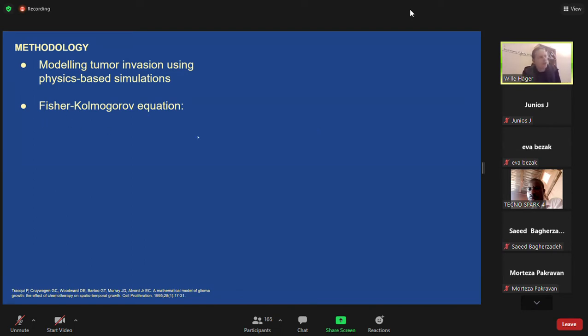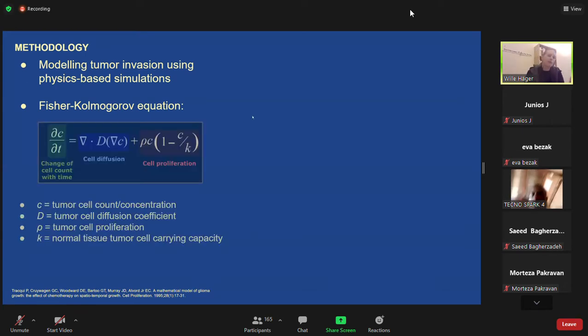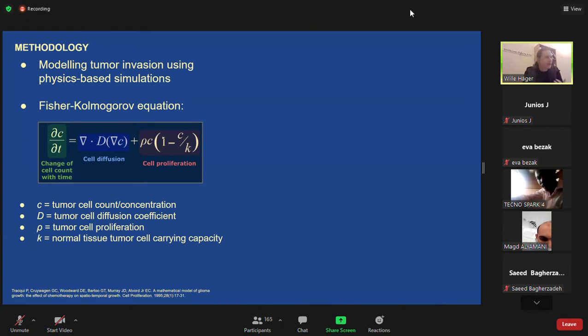I employed a Fisher-Kolmogorov equation that has been proposed and tested before. And if you're not up to par with your calculus, this might look like a kind of complicated expression, but it's actually quite simple. It's simply a time differential equation where we have a change of cell count with time in some given region and how that changes. So how does the actual tumor grow and spread?